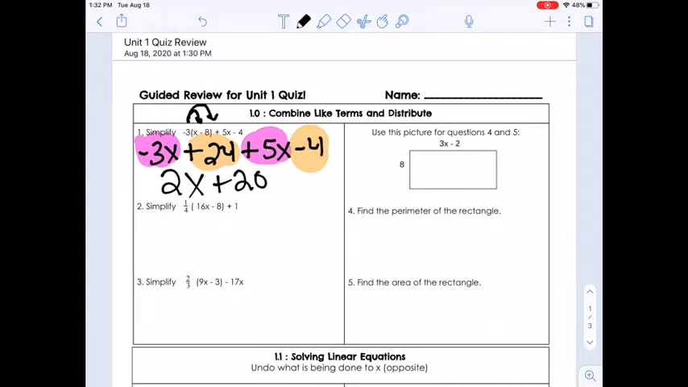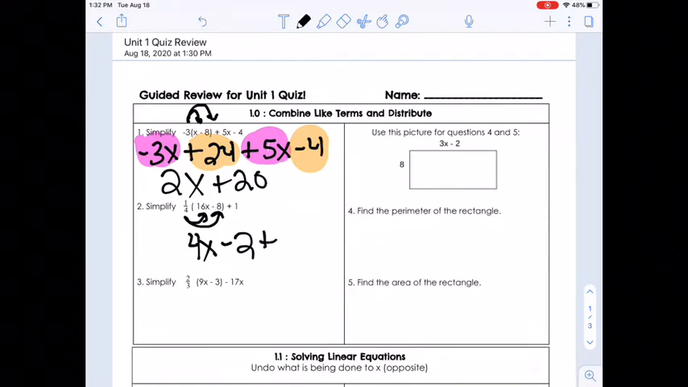Number 2, we will also distribute, but notice this time we're going to be distributing a 1/4 or a fraction. If you take 1/4 of something, that just means to divide by 4. So we're going to take that divide by 4 and distribute it into both terms inside the parentheses. So 1/4 of 16x is 4x because 16x divided by 4 is 4. 1/4 of negative 8 is negative 2. Notice I brought down a negative because this is a positive 4 that is divided into a negative 8.